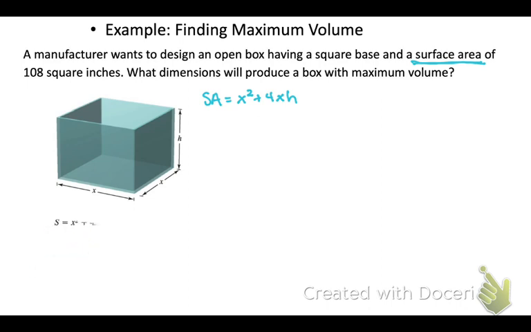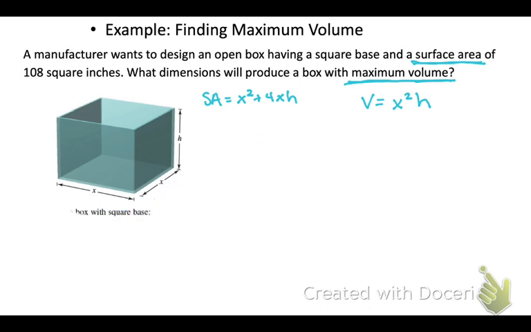Now it wants to maximize the volume. So what equation do I need? The volume. So volume is base times width times height. But our base is x squared, yes? So it would be x squared h.